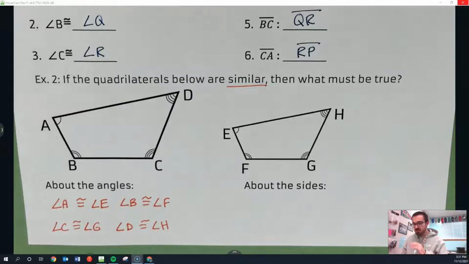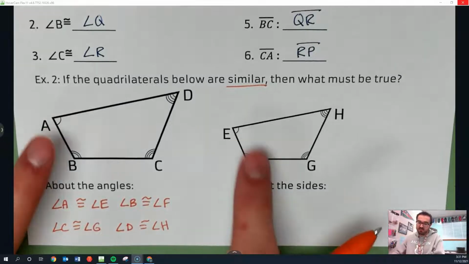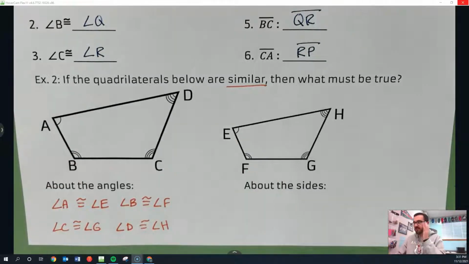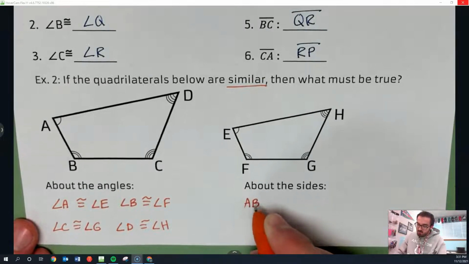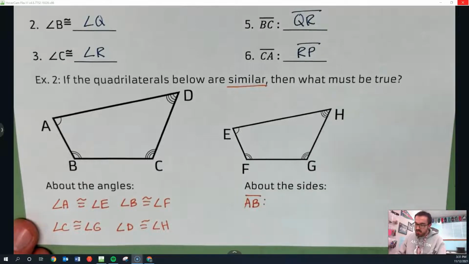They're the same measure. So if A was 50, E would be 50. If B was 50, F would be 50. They're the same measure. What about the sides? The sides are proportional. So let's pick a side over here. Let's try AB. What would be proportional to AB?